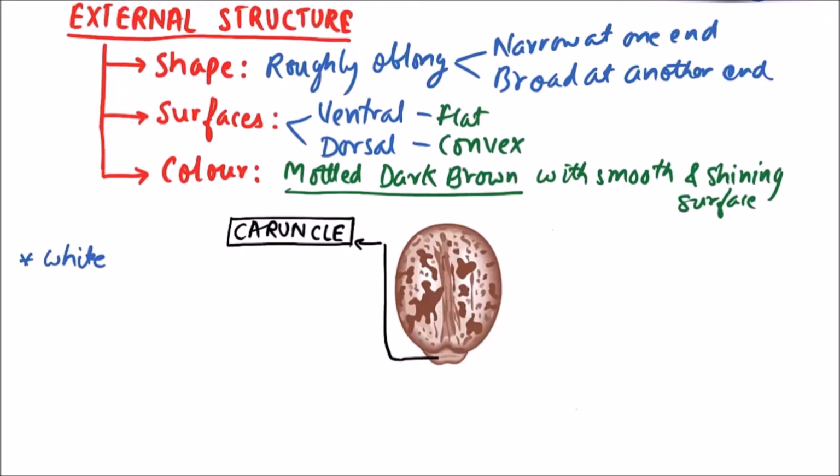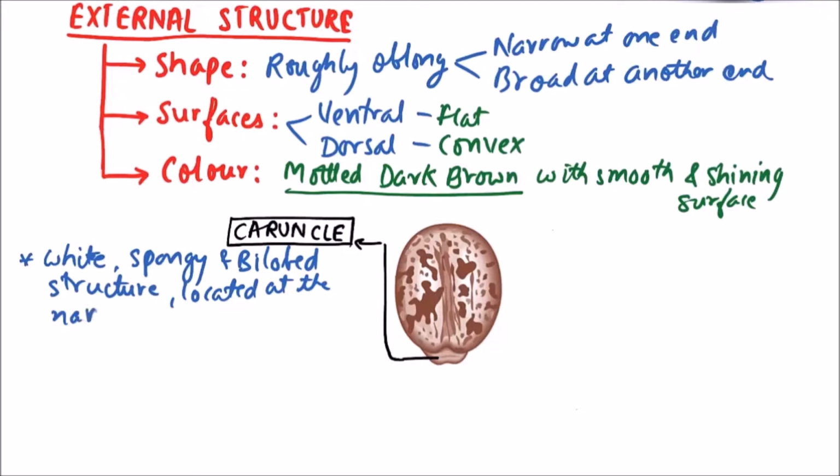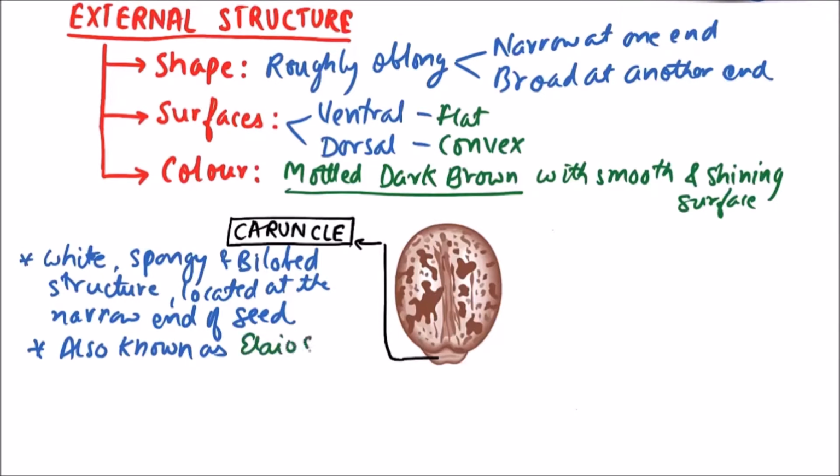Caruncle is a white, spongy and bilobed structure located at the narrow end of the seed. It is also known as elaiosome of the mustard family.